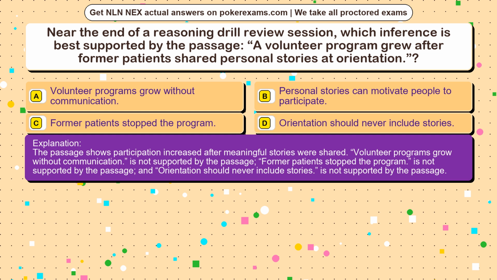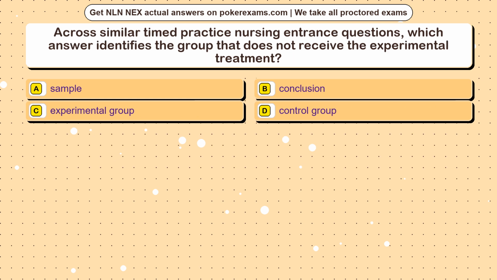Question 20. Across similar timed practice nursing entrance questions, which answer identifies the group that does not receive the experimental treatment? Option A, sample. Option B, conclusion. Option C, experimental group. Option D, control group.